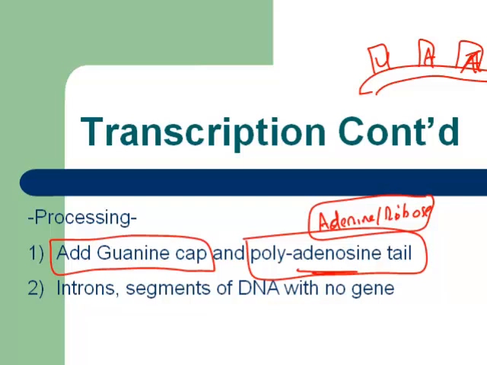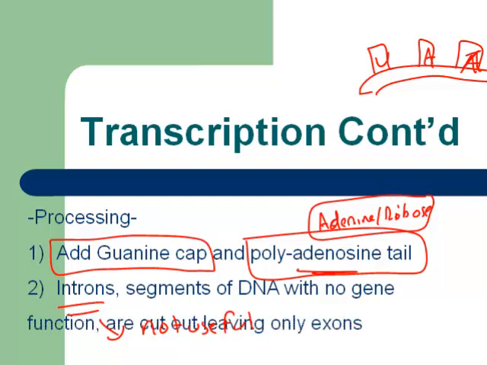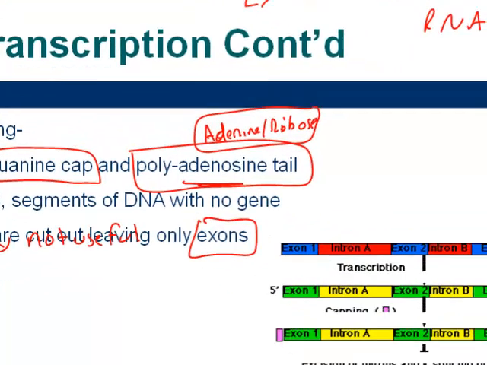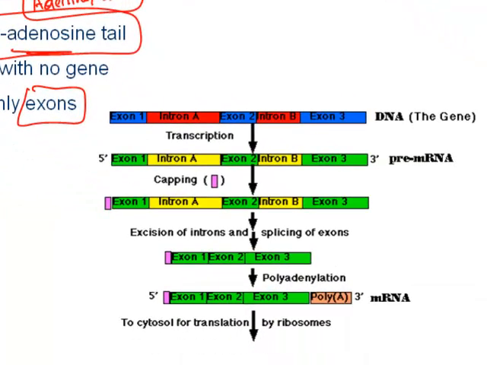And then what happens is any of the stuff that we don't need, because sometimes just because we copy it, it doesn't mean it's useful, will be cut out. They're called introns, so not useful. It might be more useful for another protein that they're making. So the sections with no function are cut out, and then what's left behind are the exons. So if you look here, here's our DNA. It gets transcribed into RNA. We have to put on our guanine cap and our polyadenosine tail, and then we cut out any of the sections that we don't actually need.